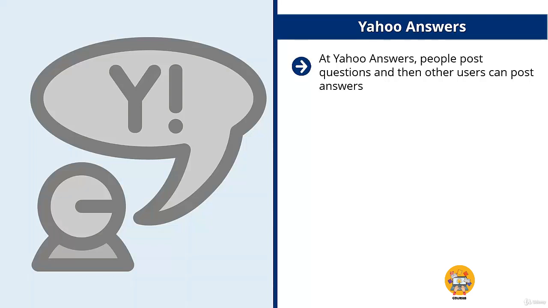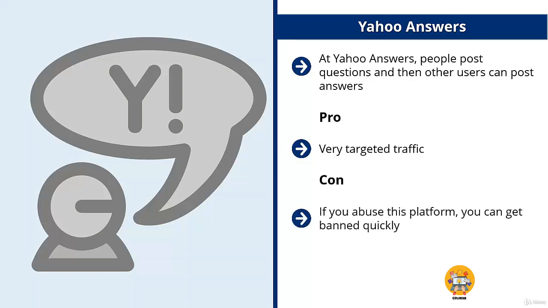You can get traffic from Yahoo Answers if you have a level 3 account because you can post a link along with your answer. Pro: very targeted traffic. You can look for open questions that are directly related to your content's niche or your affiliate product's niche category. By answering those questions, you can link to content that promotes affiliate products. Con: if you abuse this platform, you can get banned quickly.